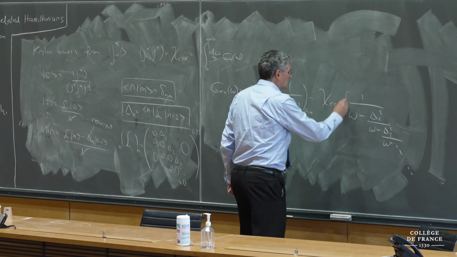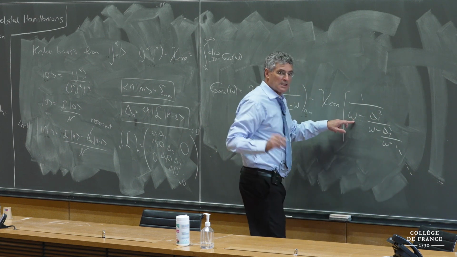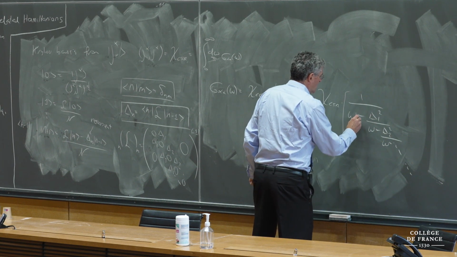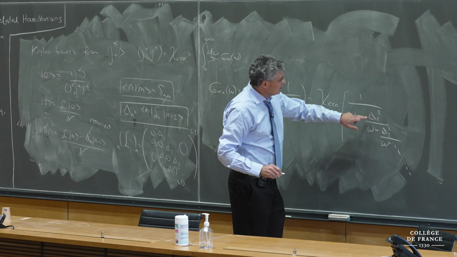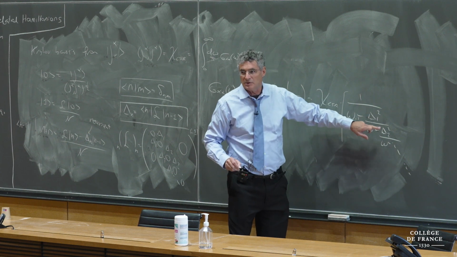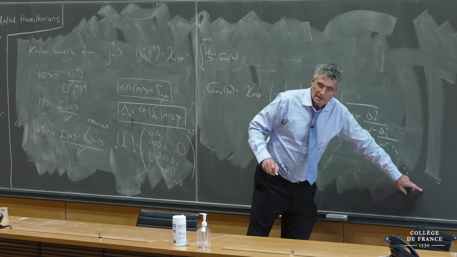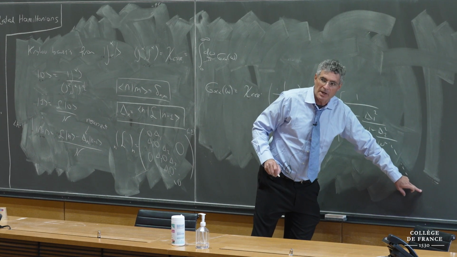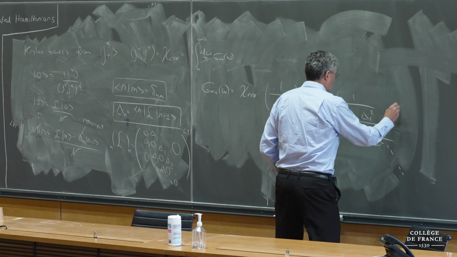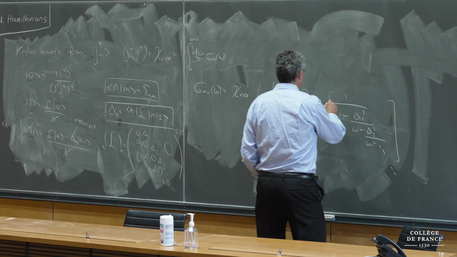Okay, so you look at this, and don't forget, every ω has a small iε in it. Now, it turns out that iε is not important if δ1 is finite, δ2 is finite. So the iε doesn't matter here, but it does matter that there is an imaginary part to all this business, because what I'm interested in is the imaginary part of this.